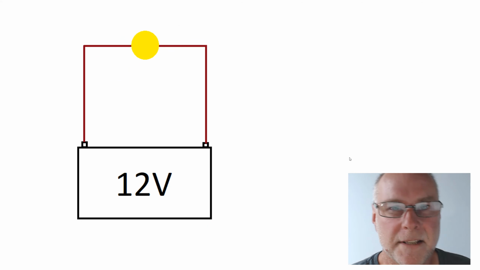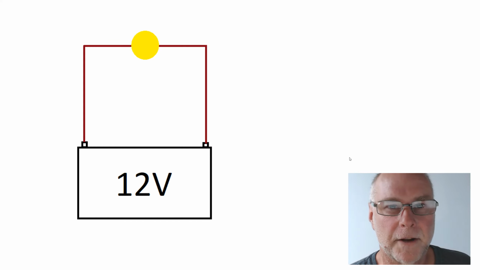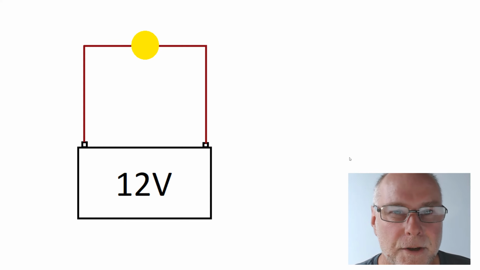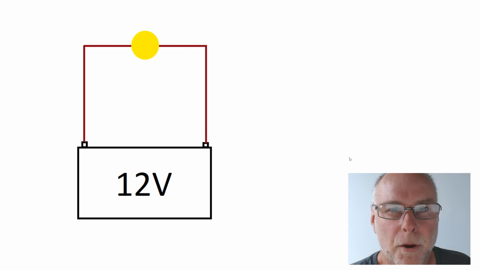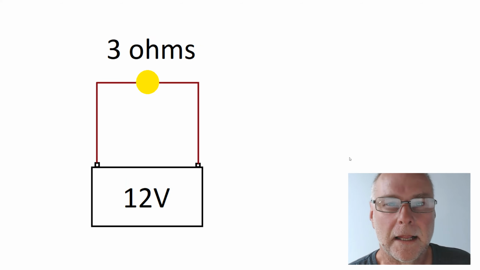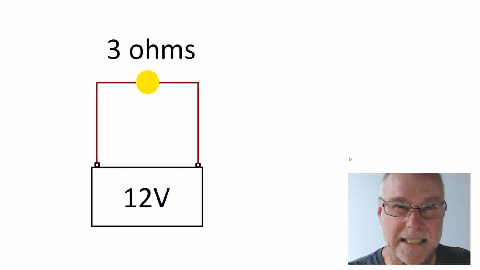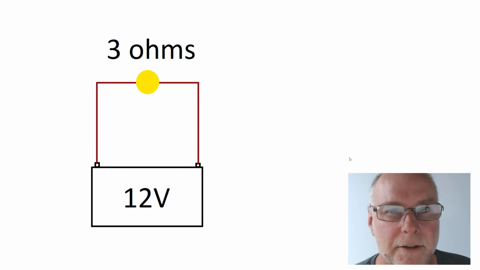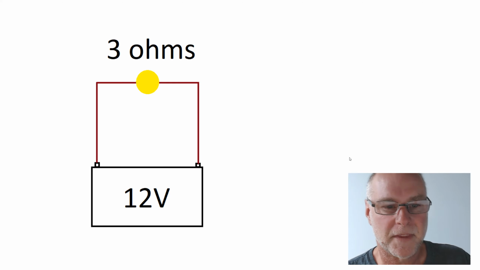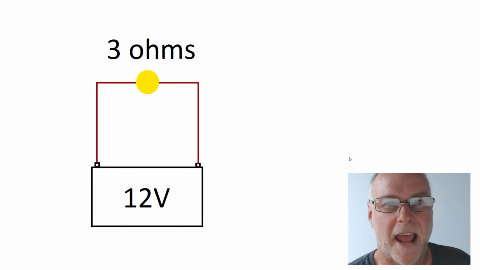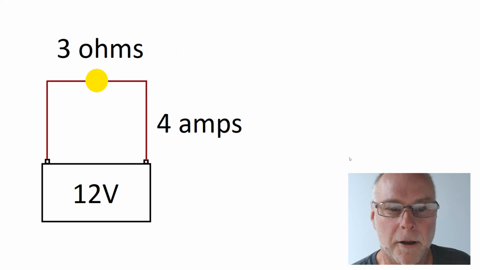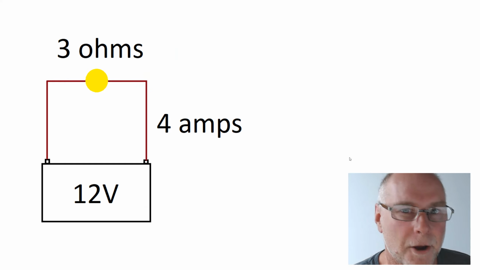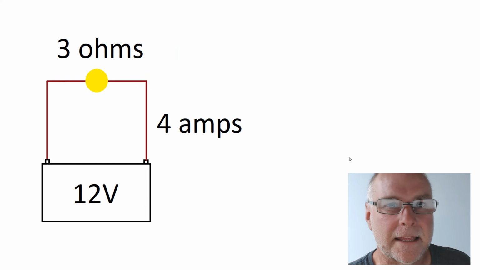Now we're going to start off with the simplest possible circuit, a 12 volt battery and a light which is switched on because the circuit is complete. Now, what current and what resistance are occurring in this circuit? Let's say the resistance is exactly as the name suggests, it resists the flow of electricity. Let's say the resistance of the light bulb is 3 ohms. Now, how much current, how many amps, are flowing? Well, 12 volts divided by 3 ohms gives us 4 amps. And so we know there must be 4 amps flowing in that circuit.